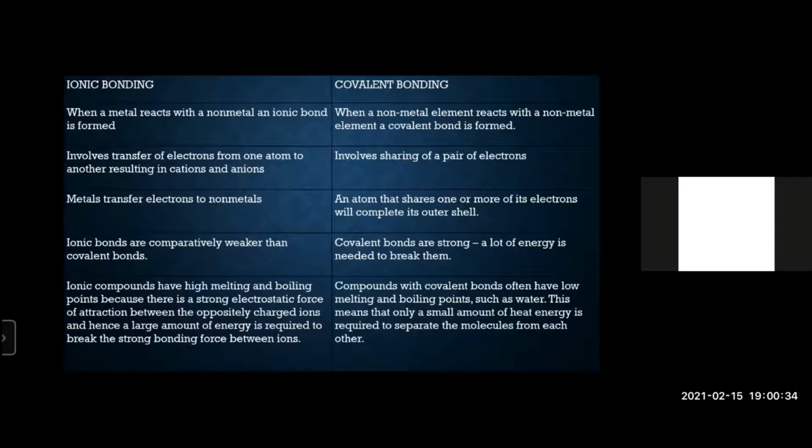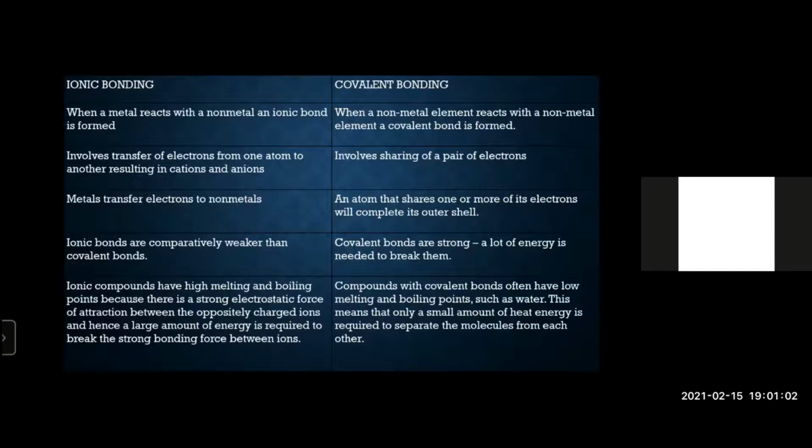Coming to ionic bonding and covalent bonding, an ionic bond is formed between a metal and a non-metal when a metal transfers its electrons to the non-metal, and ions are formed due to a difference in the number of electrons and protons. However, in a covalent bond, two non-metals share their electrons, and this sharing of electrons is known as covalent bonding.